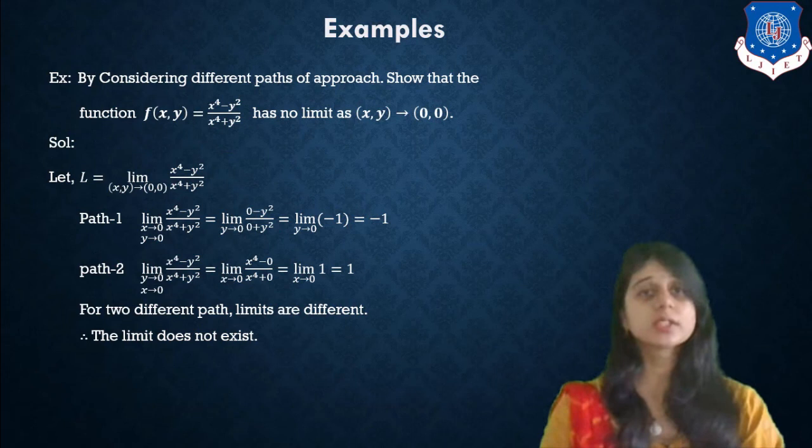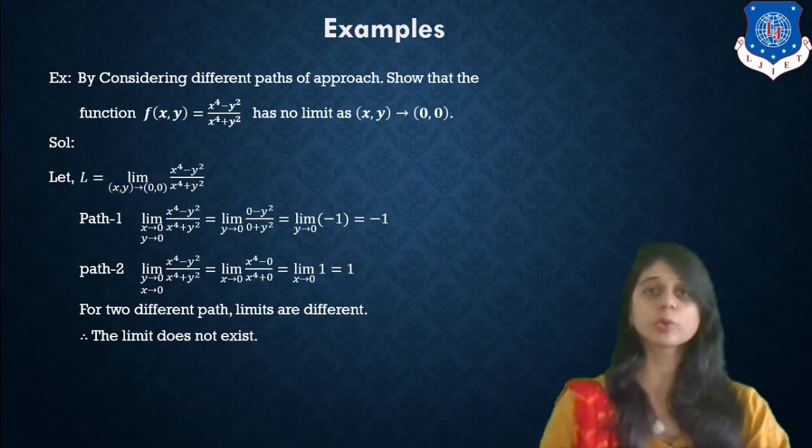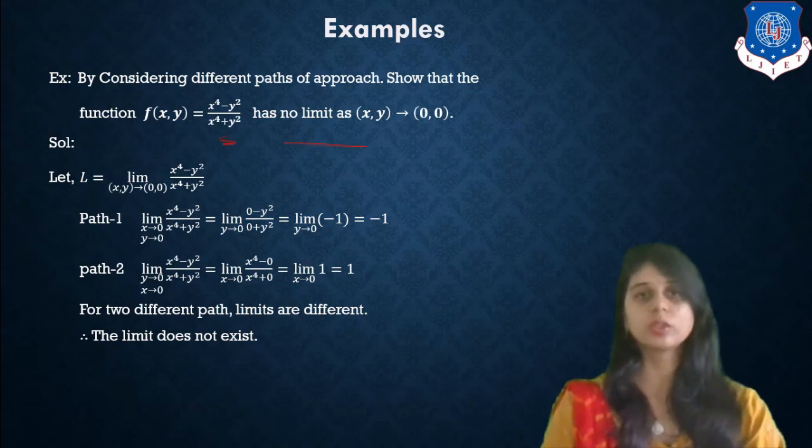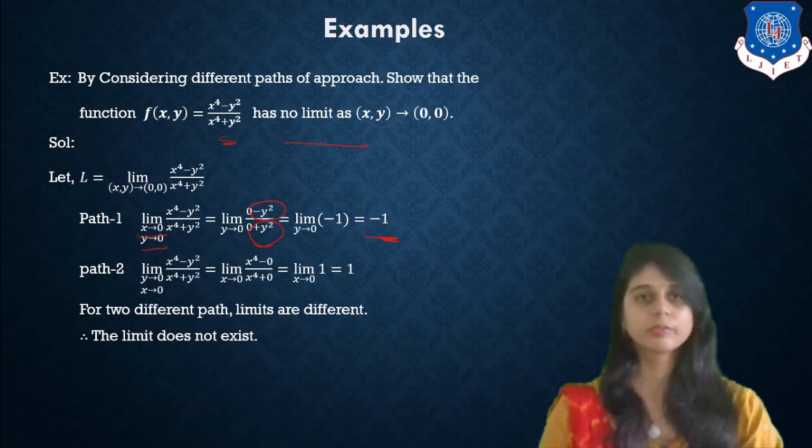Now, by considering different paths of approach, show that the function f of (x, y) has no limit. Here we have to show that the function has no limit as (x, y) tends to (0, 0). So what is our path 1? Path 1 is x tends to 0 and then applying y tends to 0. If we first apply x tends to 0, then we get minus y square upon y square. So the limit is minus 1.